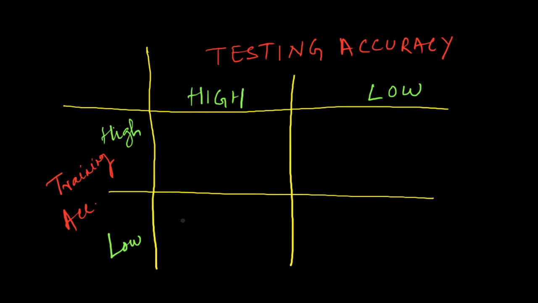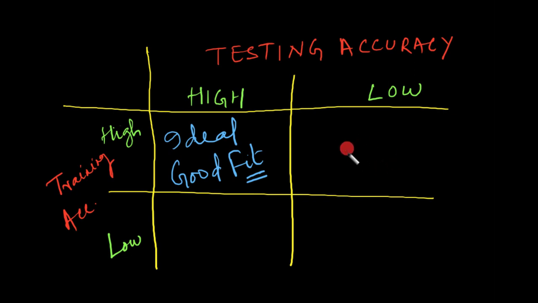So now, if our training accuracy is high and testing accuracy is high, that is the ideal situation to be in. So this is where we have an ideal good fit. Now it may so happen that your training accuracy is high, but your testing accuracy is low. Then you would be in this quadrant where your training accuracy is high, but your testing accuracy is low. And in that case, we will say that the model has undergone overfitting.